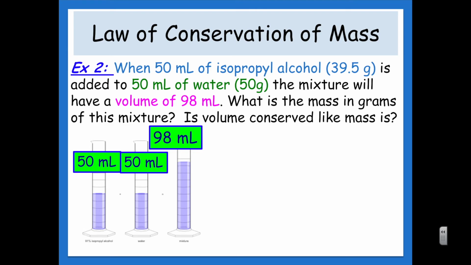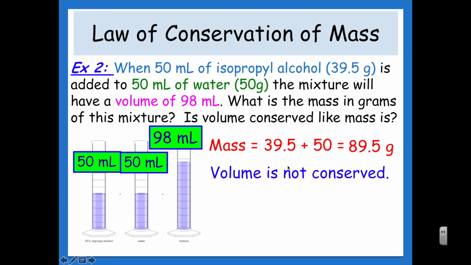So now here is a tricky one here. When you have 50 milliliters of isopropyl alcohol, which is 39.5 grams, added to 50 milliliters of water, which is 50 grams, the mixture will have a volume of 98 milliliters. Crazy. 50 milliliters plus 50 milliliters should be 100, but what happens is the volume goes a little bit down. Volume is not conserved like mass is, okay? Now, the mass in grams of this mixture should be 89.5 grams, okay, because you're simply adding the mass of the water and the mass of the alcohol.